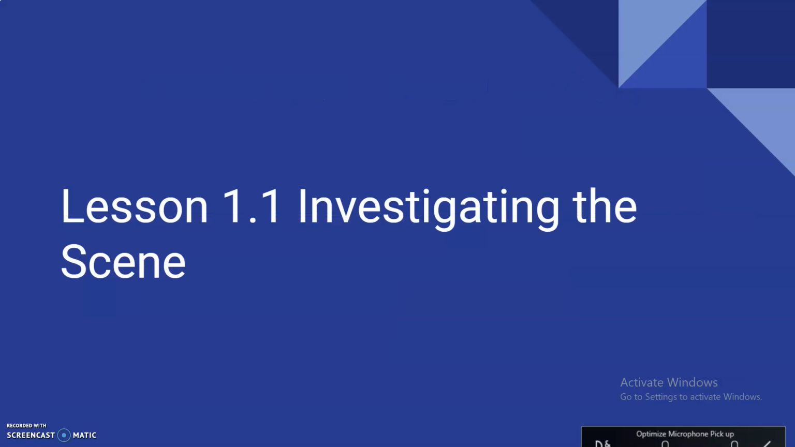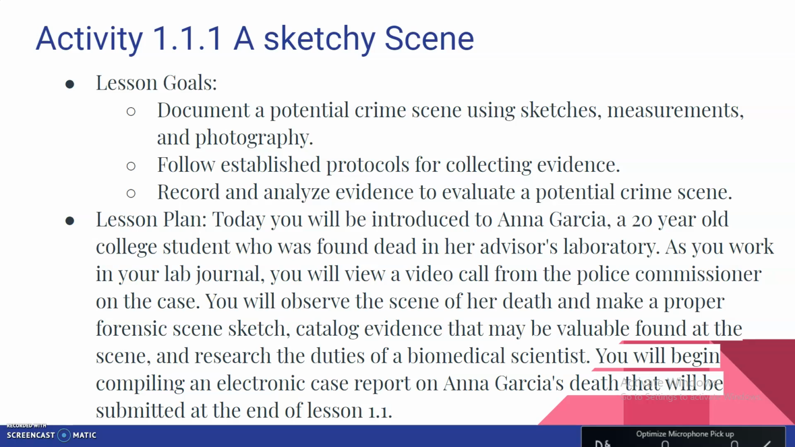So the first lesson we're doing is lesson 1.1, which is investigating the scene. And our first activity is called a sketchy scene. So the goals of this lesson is to document a potential crime scene using sketches, measurements, and photography. Follow established protocols for collecting evidence, record and analyze evidence to evaluate a potential crime scene.